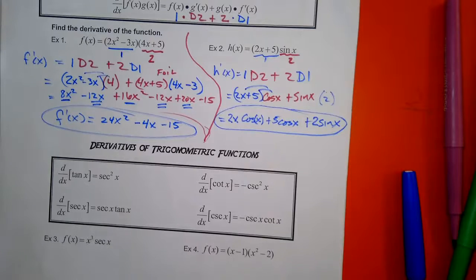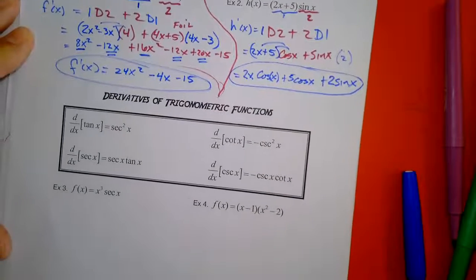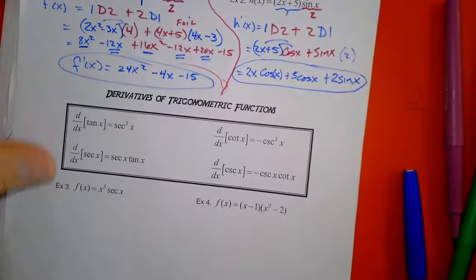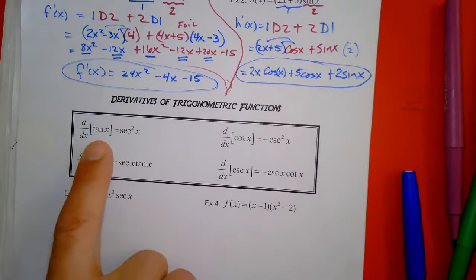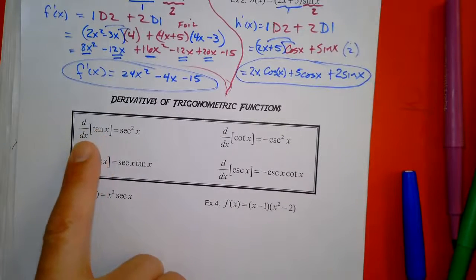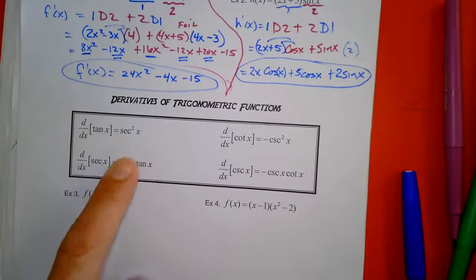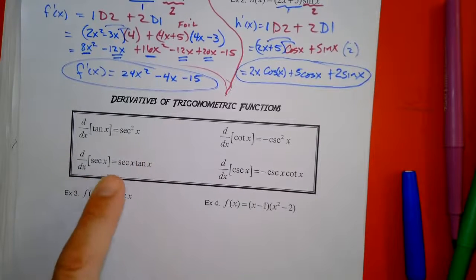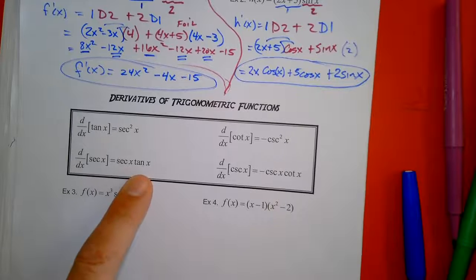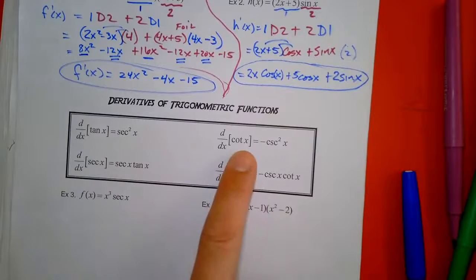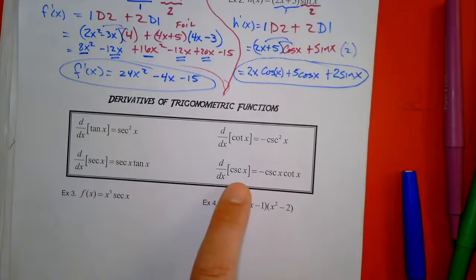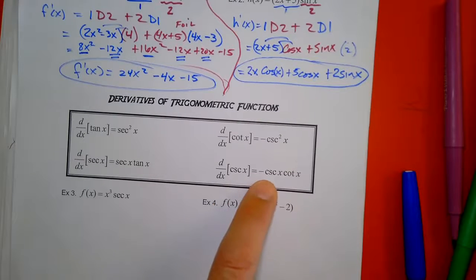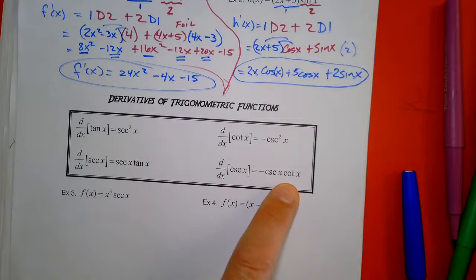All right. So as I take a look, we got some new trig functions and their derivatives. So this reads the derivative of tangent of x with respect to x is secant squared. And the derivative of secant is secant times tangent. The derivative of cotangent is the opposite of cosecant squared. And the derivative of cosecant is negative cosecant cotangent.